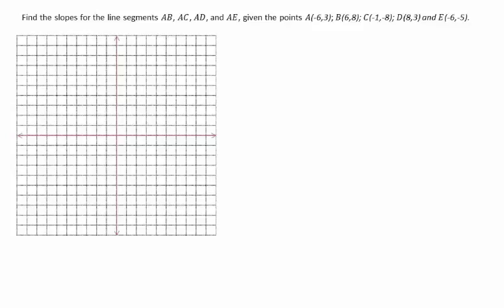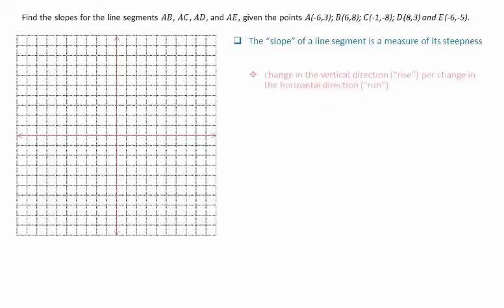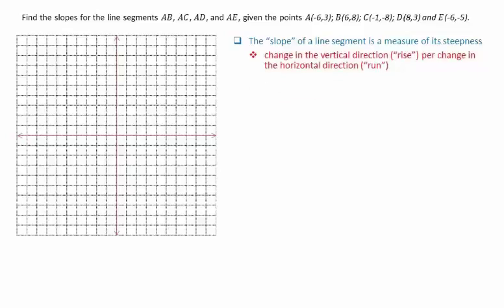Find the slopes for the line segments AB, AC, AD, and AE, given the coordinates for points A, B, C, D, and E. The slope of a line segment is simply a measure of its steepness. The change in the vertical direction, called the rise, per change in the horizontal direction, called the run. We use the symbol M to denote the slope.